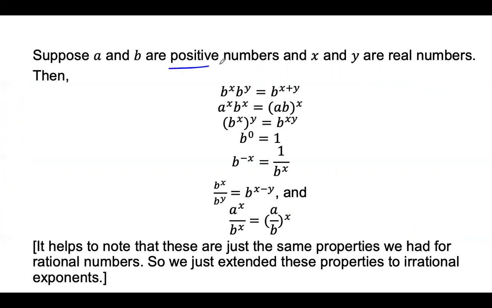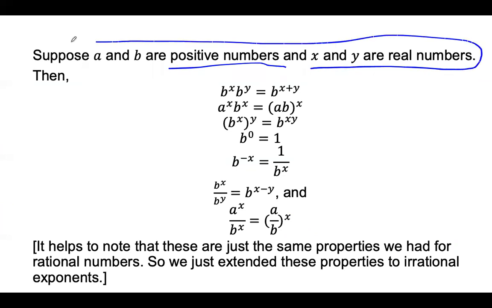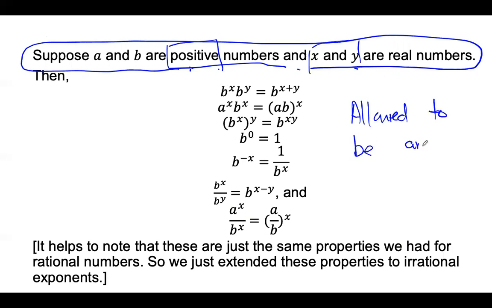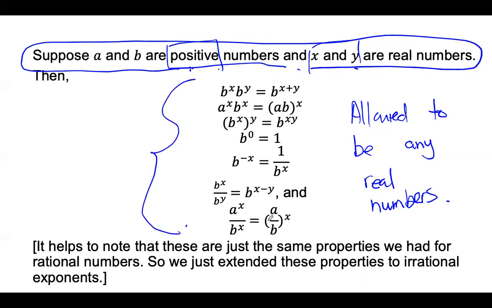But suppose b is a positive number and x and y are real numbers. So this time, this is for everything here, and they're positive here. Then we have these properties from before. Now, in this case, x and y are allowed to be any real numbers. Before, we had already seen these identities and derived them, where x and y had to be rational numbers, but we're now going to allow them to be irrational numbers. The same properties hold.